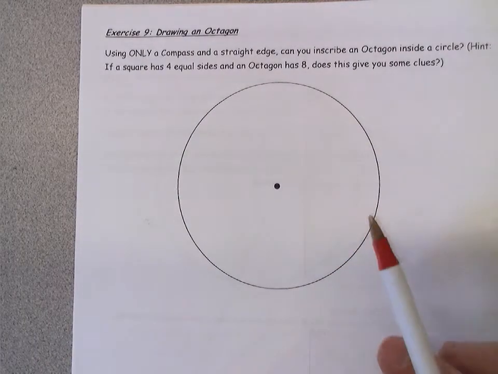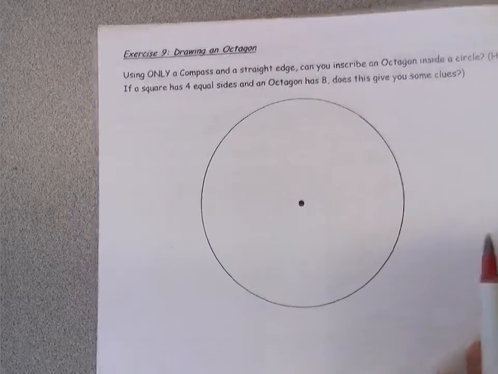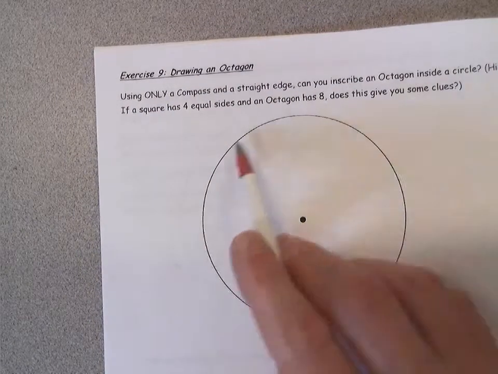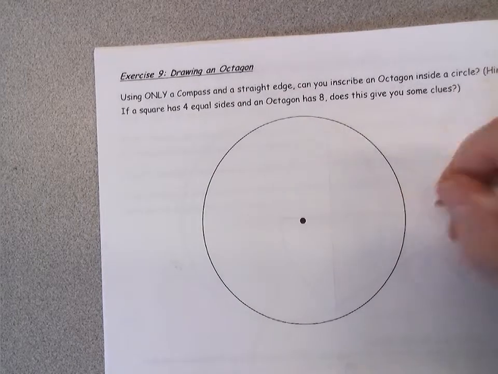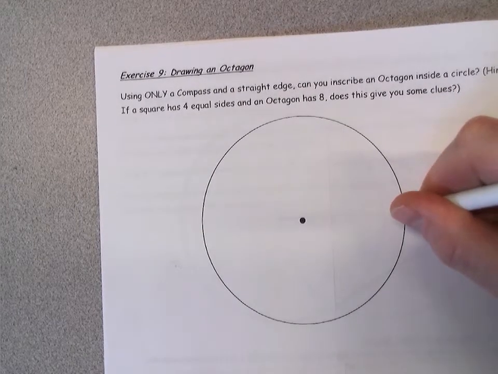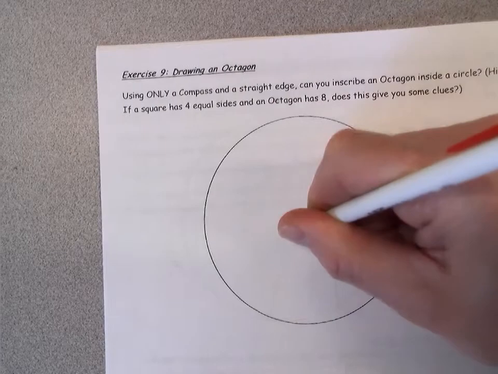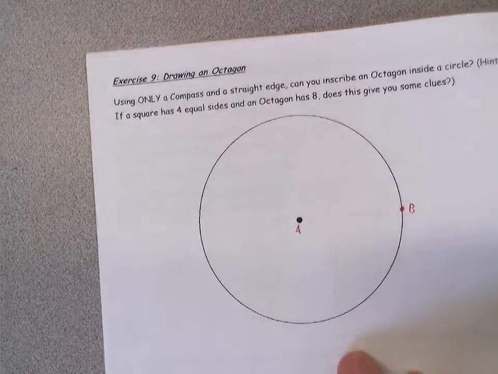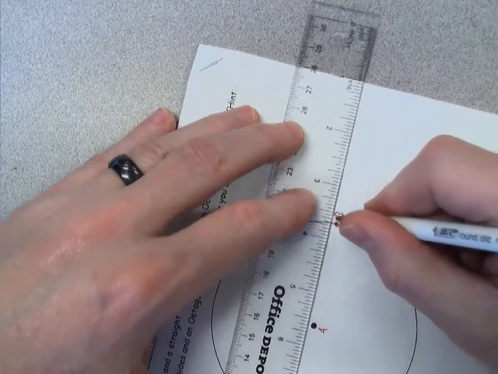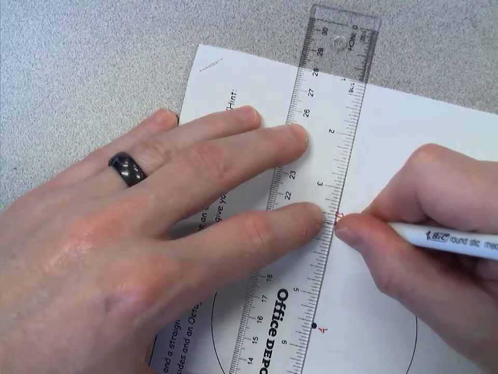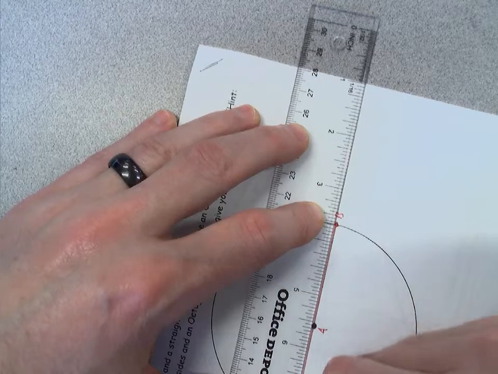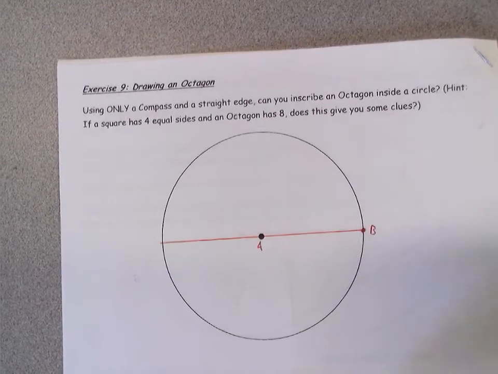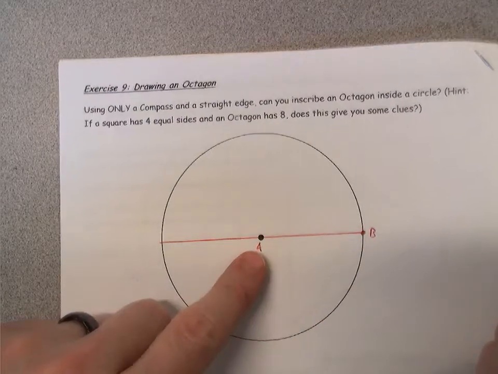So let's get started. What I'm going to do here is take this point. This is the point that we use to make this circle, and then I'm going to pick a point somewhere on the outside. We're going to call this point A, and this point B. And then I'm simply just going to connect them. Make a nice straight line through.